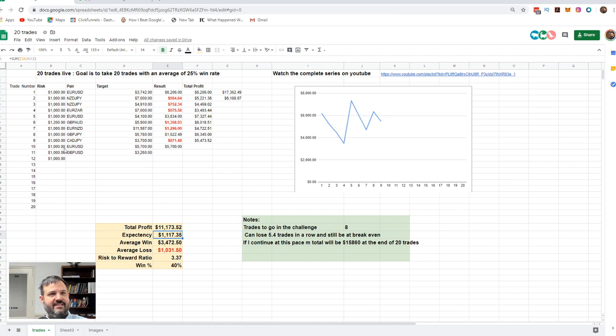So trades to go in the challenge. I've completed 10 officially, but I've taken USD Chief. Target is 5,800. I've taken 12 trades, so there's 8 left in the challenge, but I officially have 2 on the board already. So I've officially closed 10. And there we have it.